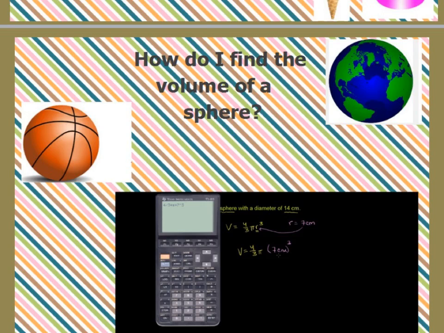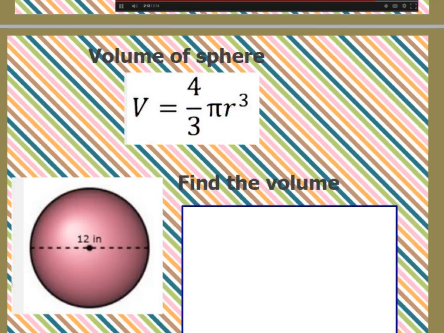Some real-world examples of a sphere would be things like a basketball, a soccer ball, a globe, something that is round. So the formula for volume of a sphere is 4/3 pi r cubed. Notice now we're cubing the radius. So I'm going to rewrite my formula. I like to write it as 4 pi r cubed all over 3.